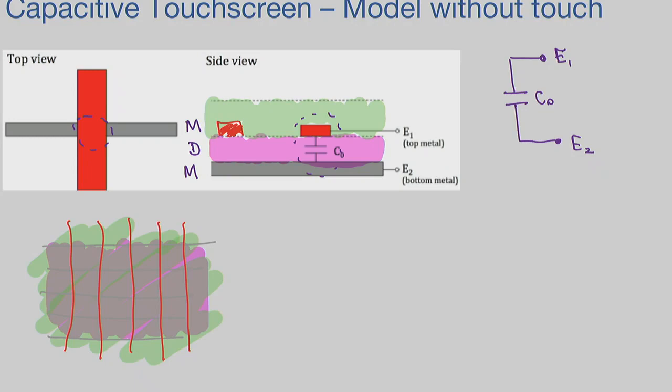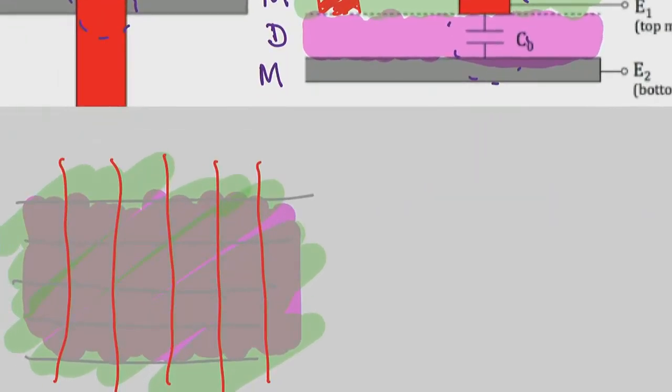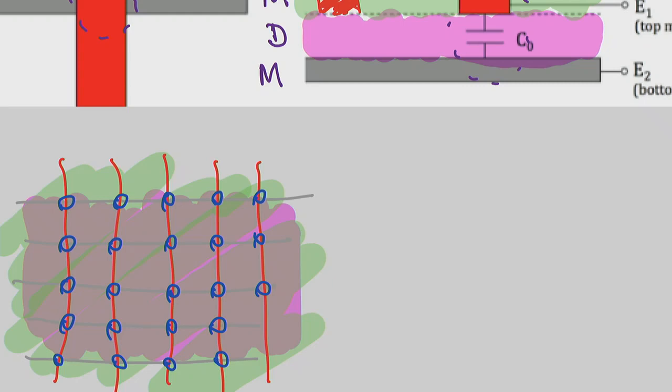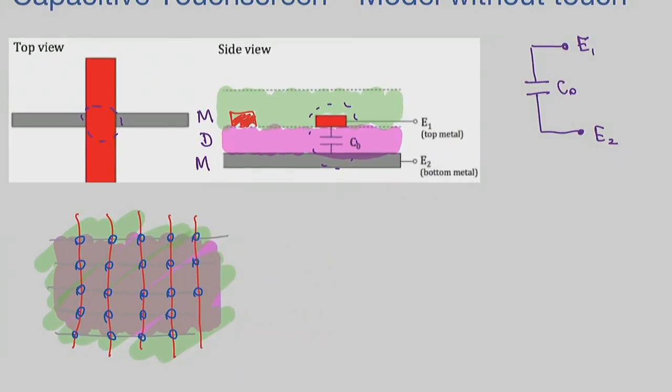Our C naughts are in all the places where the two metals intersect. But as I said, it's very small features close together, really close together, so it gives you really, really good resolution. Clear? Okay, you got it. I'll just complete here. I made too many capacitors. Oh, there was a defect on the fabrication. Those didn't touch. Okay. Yes?